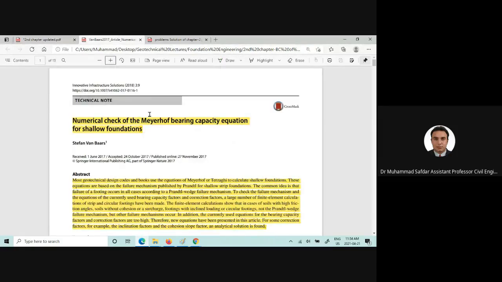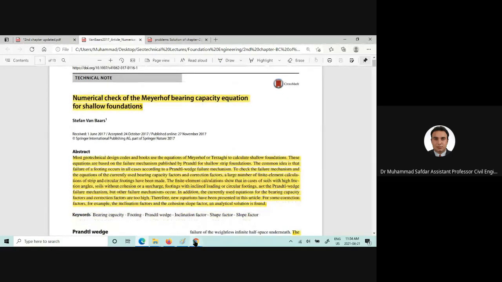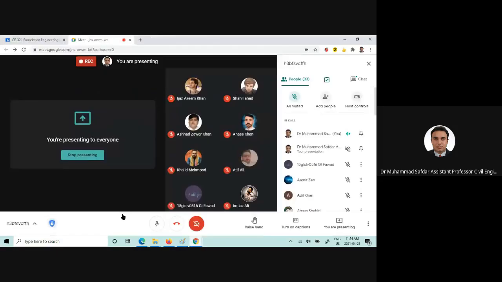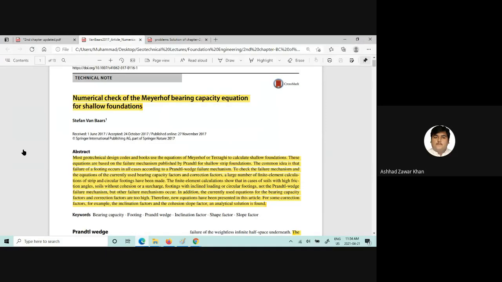Now I will need your help here to read out the highlighted text. So I need 3 volunteers in the class so that we can carry on with the discussion as well. So I would request the 3 volunteers that they can read out the highlighted text for the discussion as well. Okay, so who is the first volunteer? Yes, sir. Name please, because I'm not looking at the screen. Ashhad Zawar.